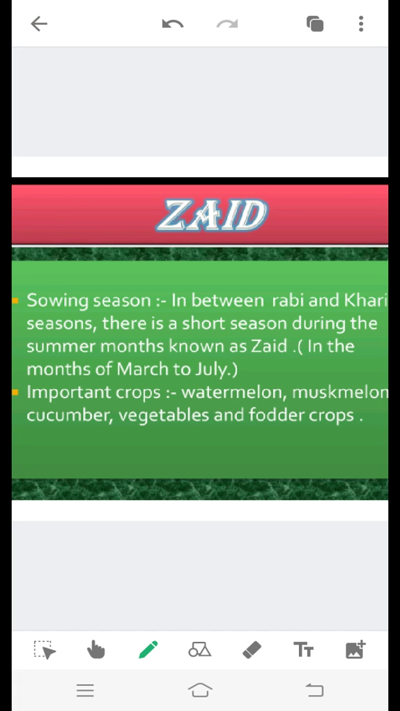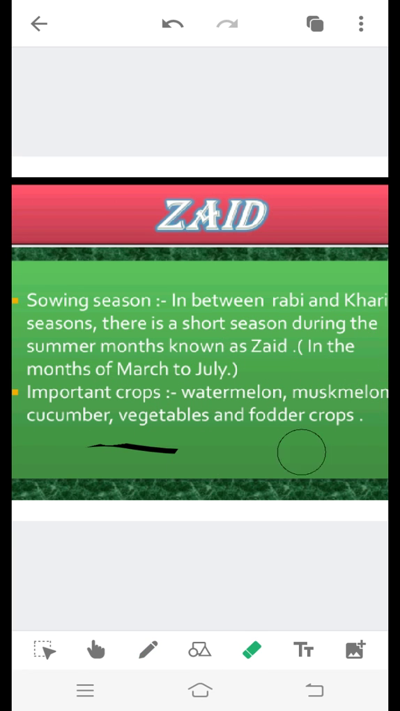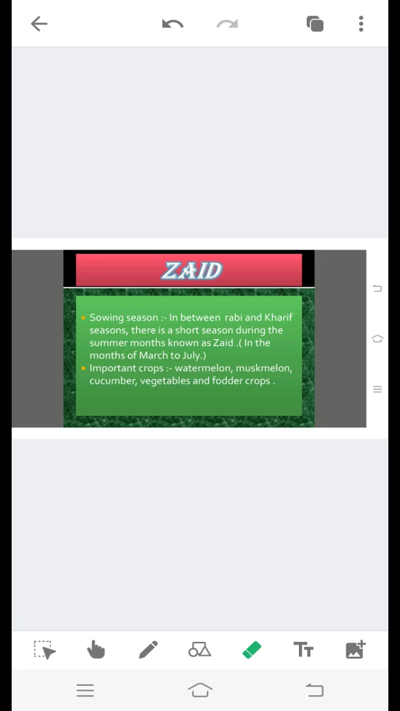The sowing season is between Rabi and Kharif. It's a short season during the summer months, known as Zaid, from March to June or July in some areas. The important crops are watermelon, muskmelon, cucumber, vegetables and fodder crops. I hope you are clear about this. The three cropping seasons of India are Kharif, Rabi and Zaid.